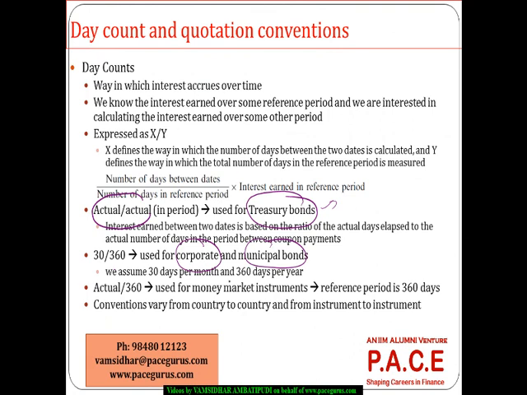Actual by 360 is generally used by money market instruments. So the denominator I take with respect to 360, but the numerator I take on an actual basis. These are more and more specific to the United States for these three different kinds of bonds, whereas this kind of convention can vary from country to country, from instrument to instrument. But at least these three kinds of day count conventions. Now you see that the accrued interest calculated is different.